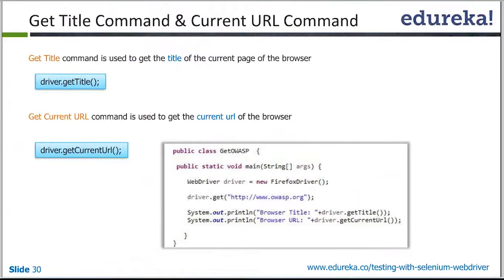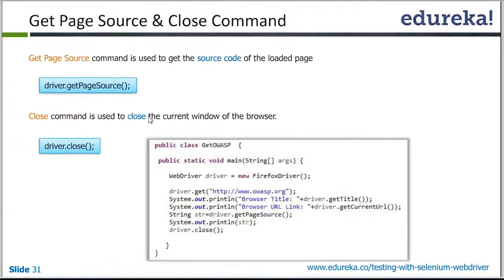So let me go to the next slide. How to get the page source, and what does close mean? If I want to get the source code of the page, I'll say driver.getPageSource. And if 2-3 browsers are open and I want to close one of the browsers, I'll say driver.close. It will always close the current window. If 2-3 browsers are open, it will always close the current window.